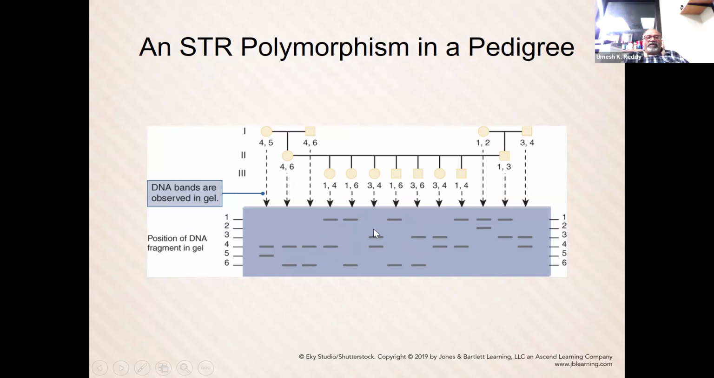You see how nicely you can resolve it in the gel. Whether it is 4 repeats or 6 repeats, 4 or 5 repeats, can be seen based on their migration after doing electrophoresis. So this guy has 1 repeat, 6 repeats. So much distance. And their children will be totally different as well.